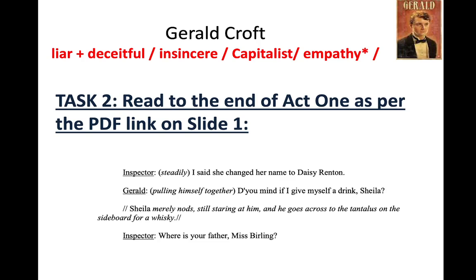So I'd like you to find the text that's below, which is towards the end of Act 1, and I'd like you to take some time now, please, to read it through. So you can pause the slide and read through until the end of Act 1, please.